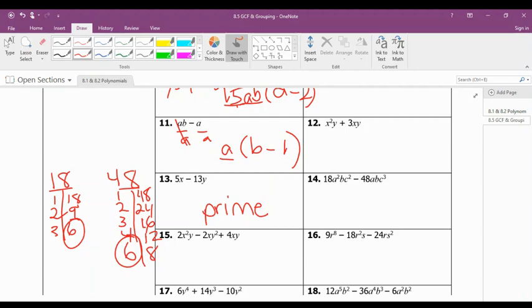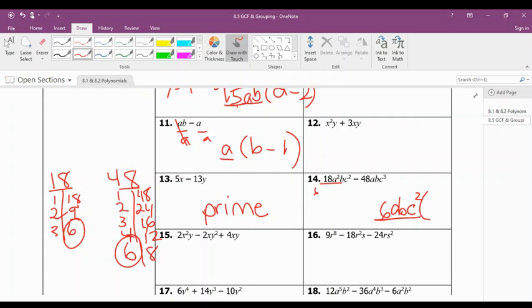So there we go. So we got 6, and I've got A, at least one A, because I can't take out 2 from the other one, so I can only take out as many as they both have. So I can take out an A, I can take out a B, and look, I can take out 2 C's. They have at least 2 C's in common. I can take 2 from each one. So this is my big old GCF.